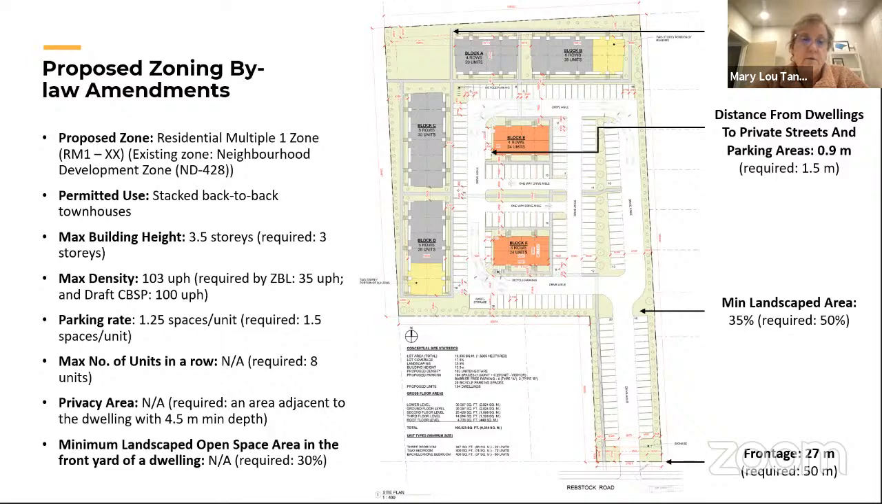The town requires 4.5 meters in depth. We've chosen to mass the privacy and amenity area in that northwest corner. And the landscape open space area in the front of a dwelling is to be 30%. We're requesting that not apply because this is a different model of housing, and we are providing connectivity from the parking area and providing buildings that are closer to the parking area with that sidewalk, as I mentioned earlier. If we could go to the next slide, please.